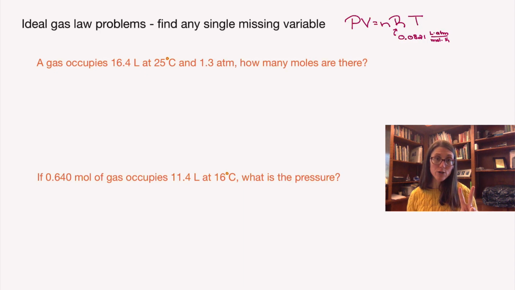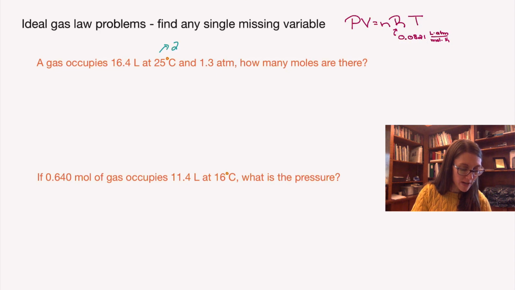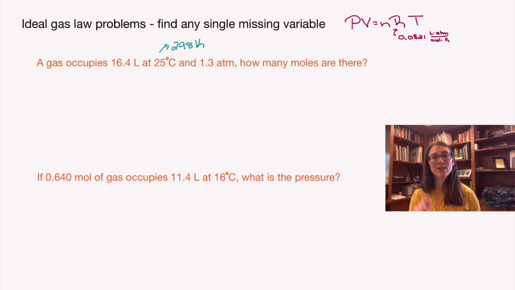The second thing I want you to do is look at your units. The units in the problem have to match the units in your ideal gas equation, in your ideal gas constant. So the volume has to be in liters. It is. The temperature has to be in Kelvin. It's not. So the first thing we're going to do is do this conversion. And so remember to go from degrees Celsius to Kelvin, you add 273, which makes this 298 Kelvin. And then my pressure is in atmospheres. That's the correct unit. We're good to go.